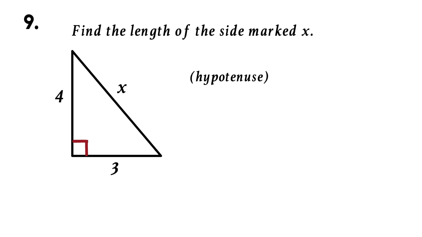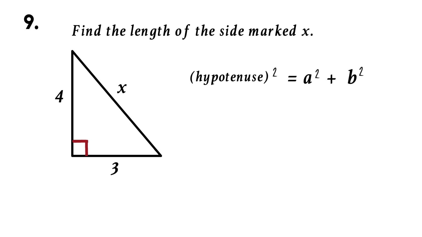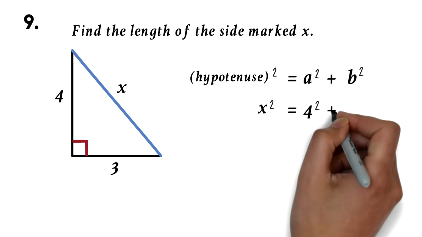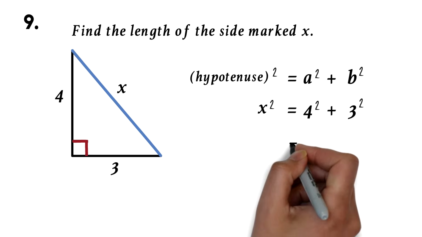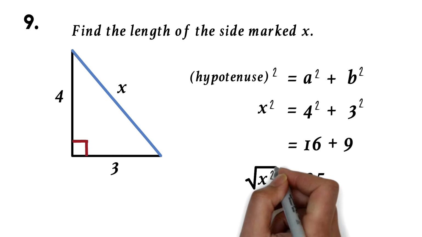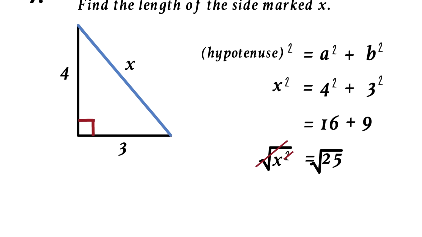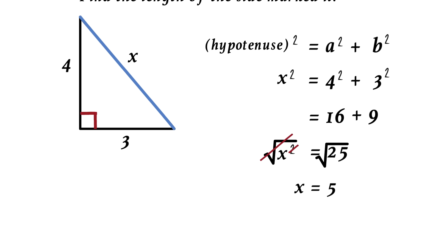Hypotenuse, which is the long side, squared equals a squared plus b squared, where a and b are the other two sides. Here, the long side is what we are finding. So we have x squared equals 4 squared plus 3 squared. 4 squared is 16 and 3 squared is 9. We add them. 16 plus 9 is 25. To find x, we will find the square root of both sides. This will cancel out. Square root of 25 is 5. Therefore, x equals 5.